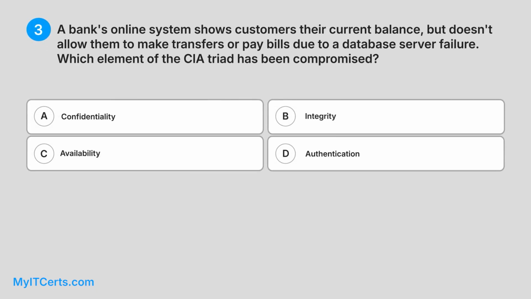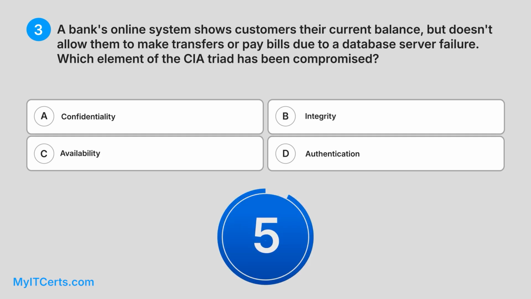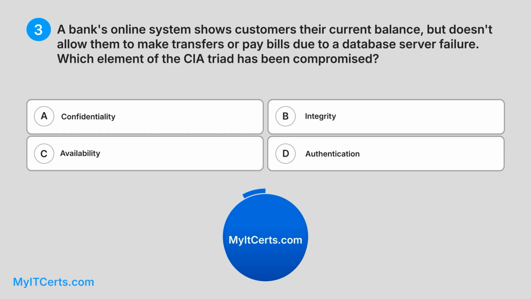3. A bank's online system shows customers their current balance, but doesn't allow them to make transfers or pay bills due to a database server failure. Which element of the CIA triad has been compromised? A. Confidentiality. B. Integrity. C. Availability. D. Authentication. Do you know the answer?